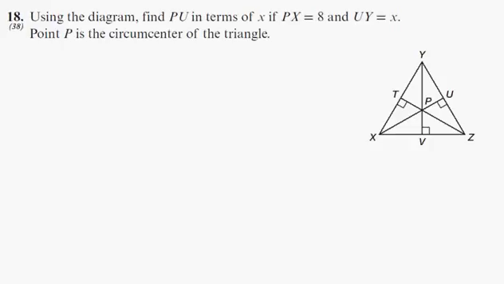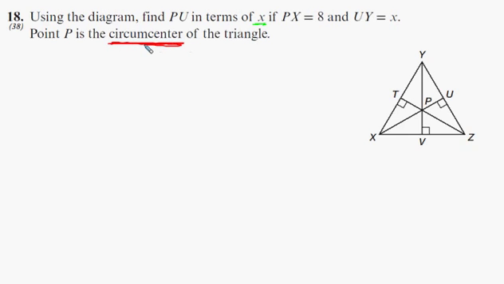Okay, number 18 says using the diagram find PU in terms of x. First thing I want you to notice is that in terms of x means that there's going to be an x in your final answer. So be aware of that. The other thing I want you to remember is that point P is the circumcenter.